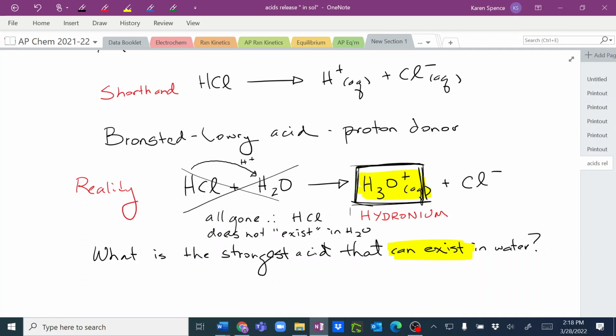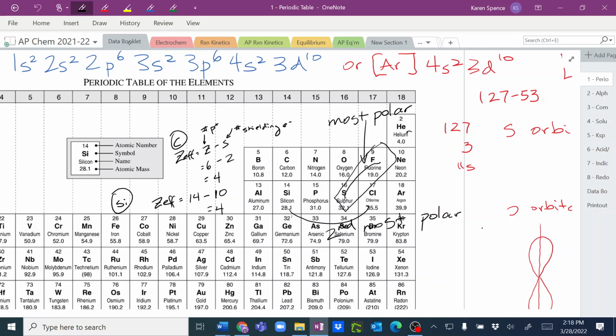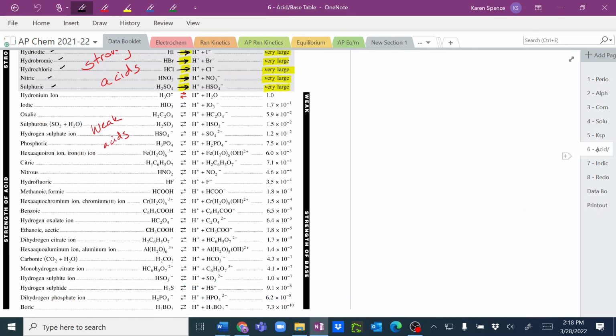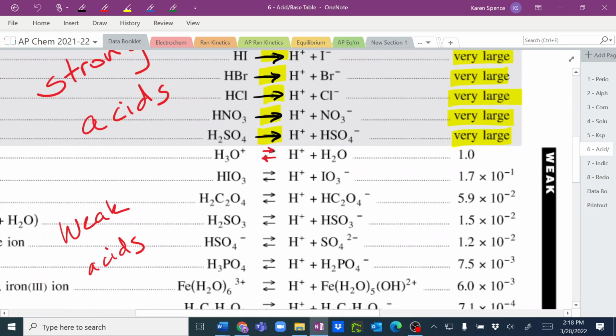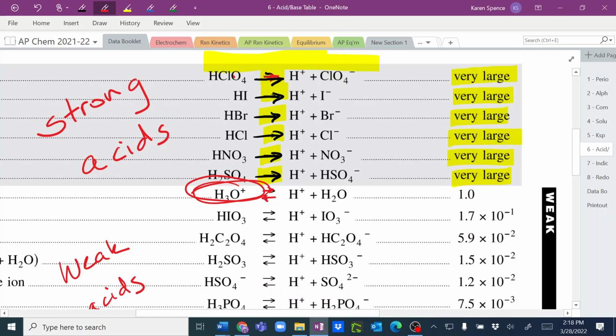Yes? It's a bit of a semantics game. Do you know what I mean? It's not a huge important concept or anything like that, but if you go back to our data book, let's say, and we go to page 6 and we look, who is the strongest of the weak acids? Hydronium. Yes? Because anytime you have one of these strong acids, they will give their protons away to water, and all you'll be left with is hydronium.